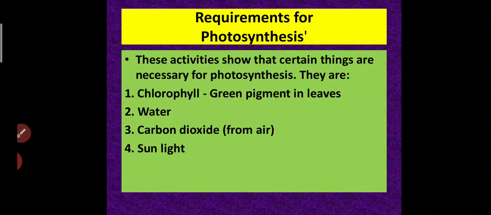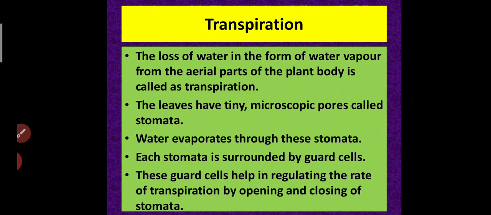So what are the requirements for photosynthesis then? First is chlorophyll, which is a green pigment present in your leaves. Next is water and carbon dioxide from air, and then sunlight. All these are very, very important for photosynthesis.